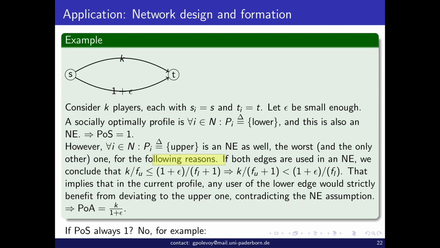But before that, let's just ensure we understand why this is an equilibrium. When everyone chooses the upper edge, everyone pays K, the cost of the upper edge, divided by the number of players who have chosen that edge, which is also K. So everyone pays exactly 1, and unilaterally deviating to the lower edge would make that deviator pay 1 plus epsilon. And however small that epsilon is, it's still a positive number. So if someone deviated there, he would still pay more than 1, which is worse than paying K over K, which is exactly 1. So that is a Nash equilibrium.